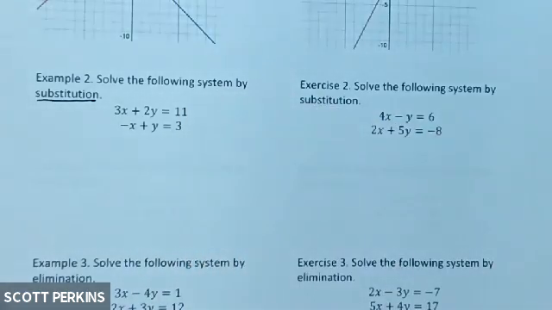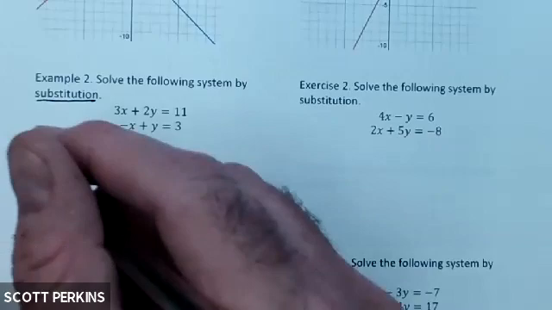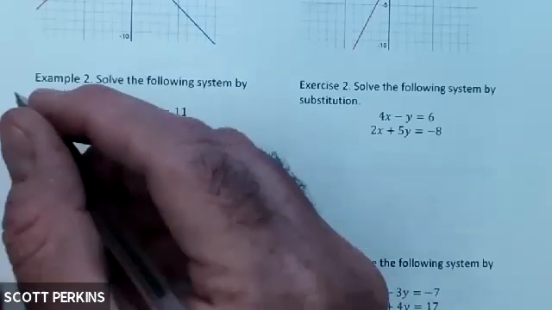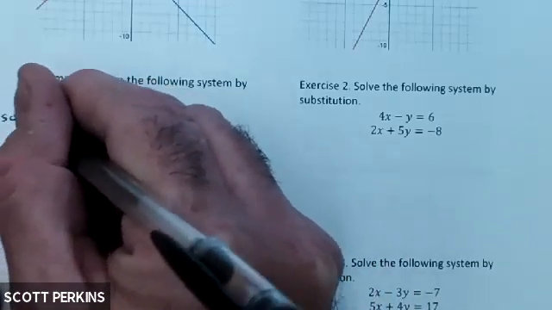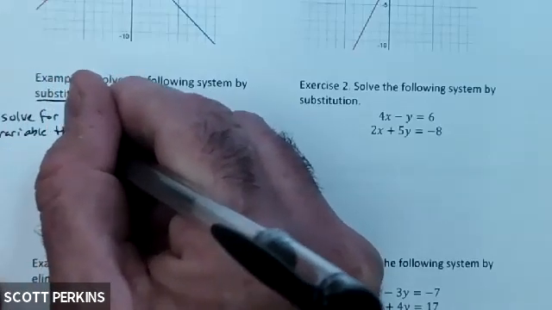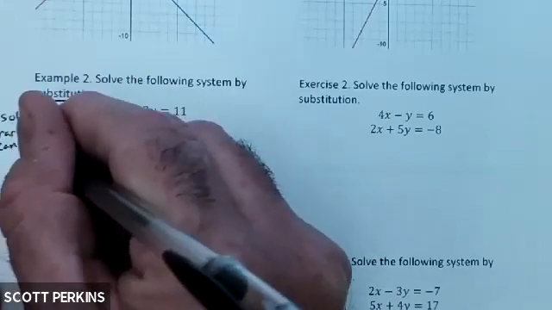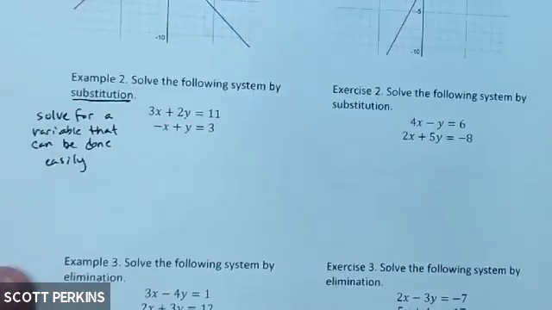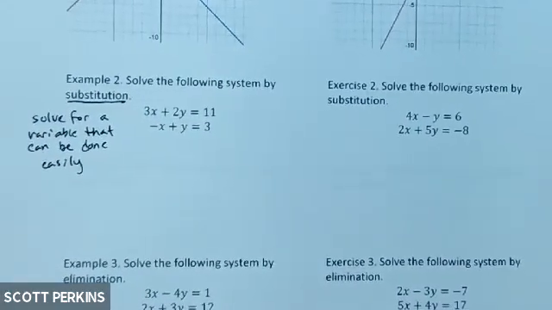What we're going to do for substitution, then, just to refresh all of our memories, is you solve for one of the variables in one of the equations. So the key to substitution, especially with linear systems, is you solve for a variable that can be done easily. Meaning, oh, sorry, I'm off the screen. We're going to solve for a variable that can be done easily. Meaning, I want to avoid fractions. I don't want to make this harder on myself than I have to. So I'm going to pick one of the variables that is easy to solve for.